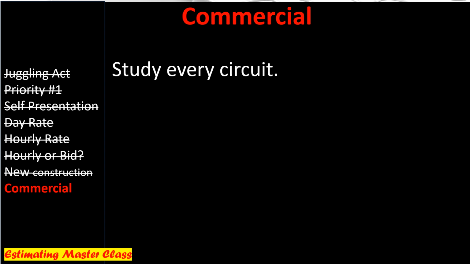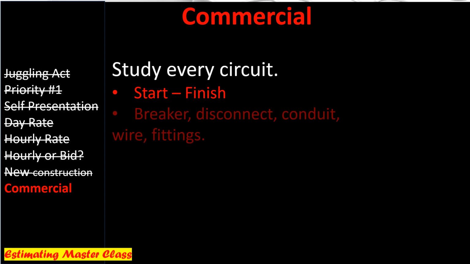And the number one thing that you want to do on commercial, as long as you have plans to go by, is to study every single circuit from one end to the other, from start to finish. This is super important, and this is where a lot of people make big mistakes on commercial estimates, because if you forget that you have to also, after you run that circuit, hook that piece of equipment up or hang that light, you might forget a lot of time. So I want you to write down everything to do with that circuit, from breaker, disconnect, conduit, wire, fittings, start to finish, and we're going to draw it out and make a list.